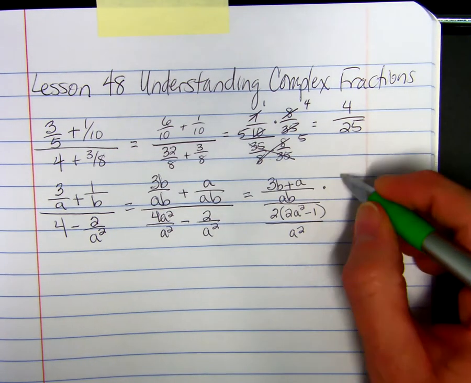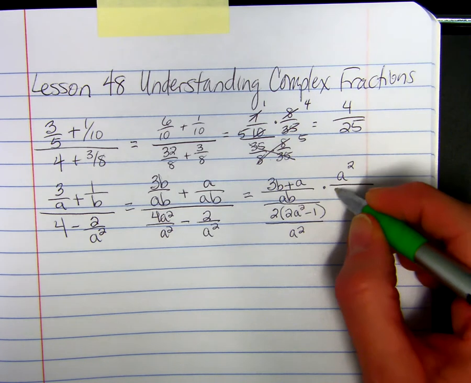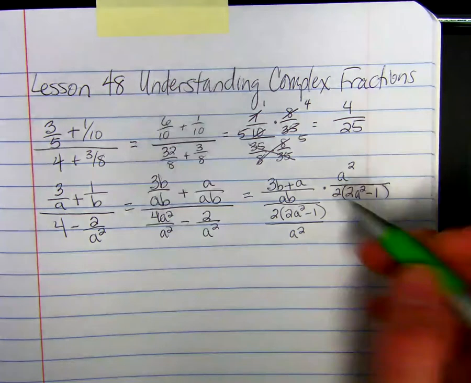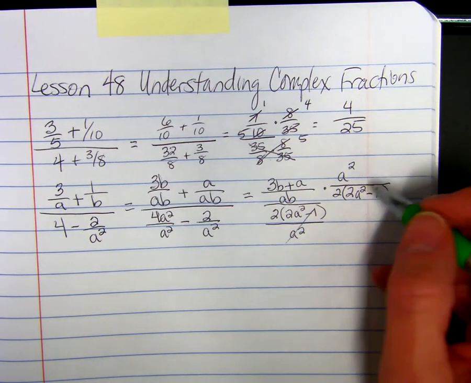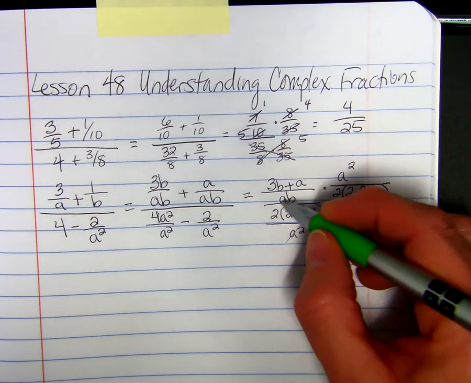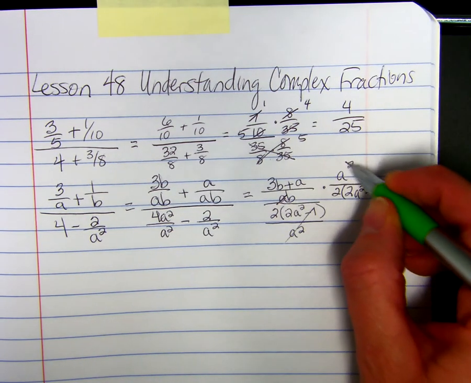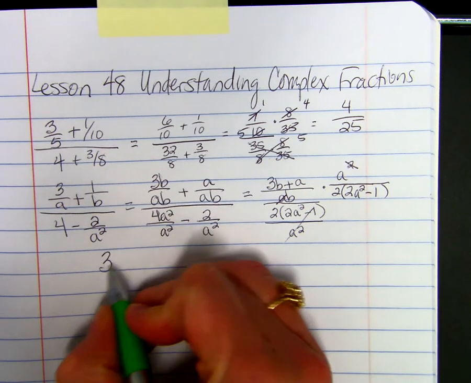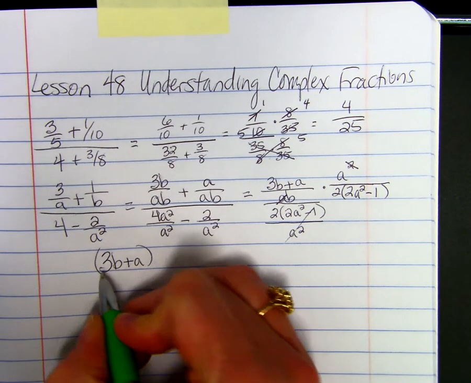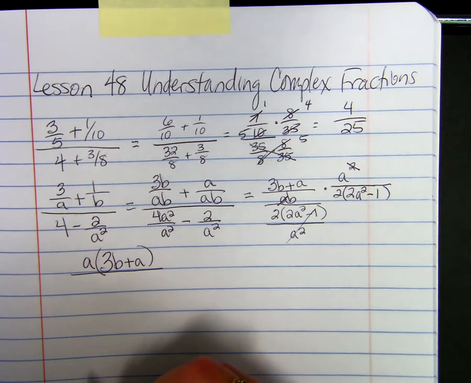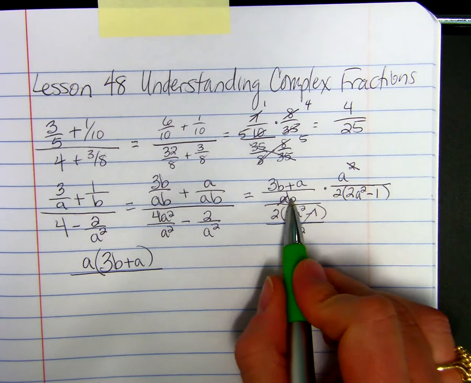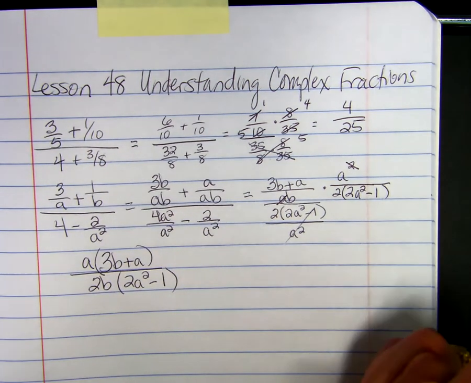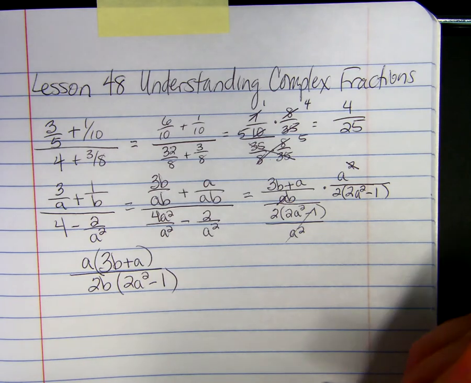Then I'm going to multiply the numerator by the reciprocal of the denominator. Actually, I'm going to multiply both the numerator and denominator by that. That'll go to 1. Cancel that A, 1A. So I have (3B plus A) times A, all divided by 2B times (2A squared minus 1). And we cannot simplify anymore.